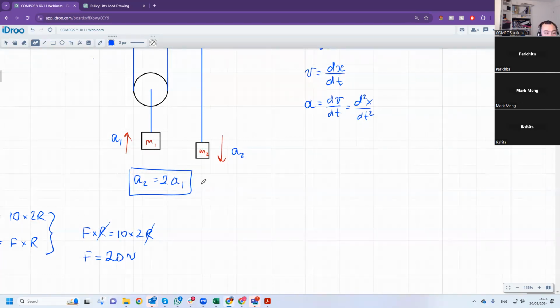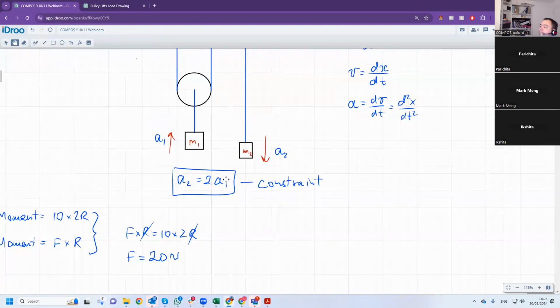That's a very important, that's also a constraint. Does that make sense?